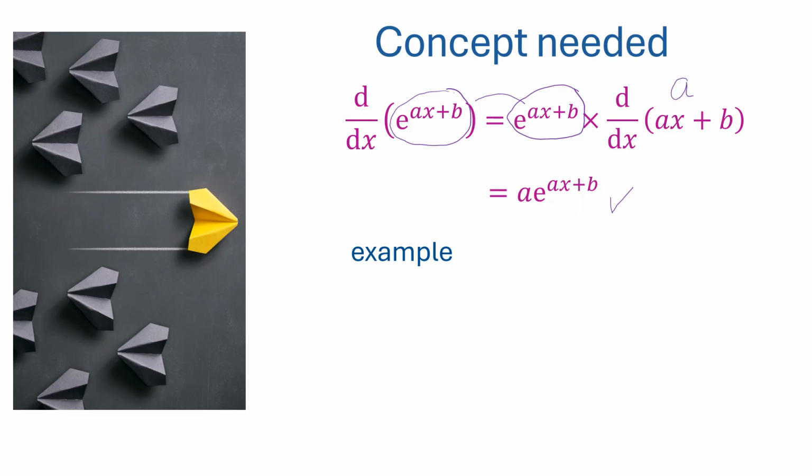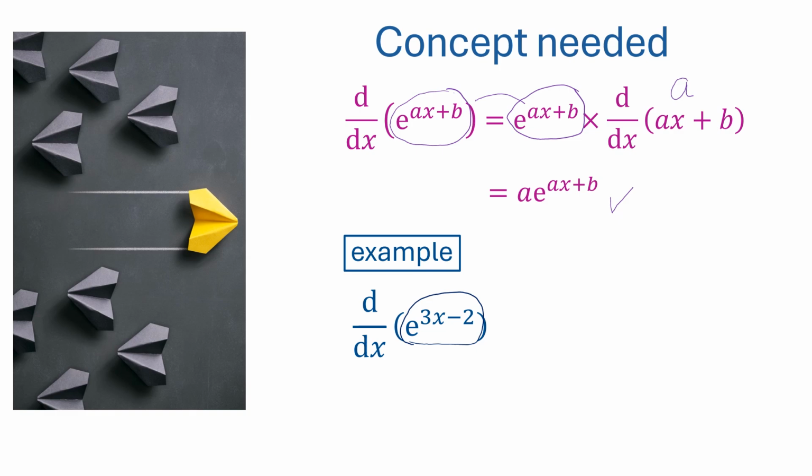So let's have an example. Supposing I'm asked to find the derivative of e to the power of 3x minus 2. Like what I've mentioned earlier on, whatever you're given, in this case e to the power of 3x minus 2, just simply write it down first. And then you multiply with the differentiation of the power. And the power is 3x minus 2. You differentiate 3x, you get 3. You differentiate negative 2, you get 0. And the next step is just to shift 3 to the front of e to the power of 3x minus 2. And this is how you do it.